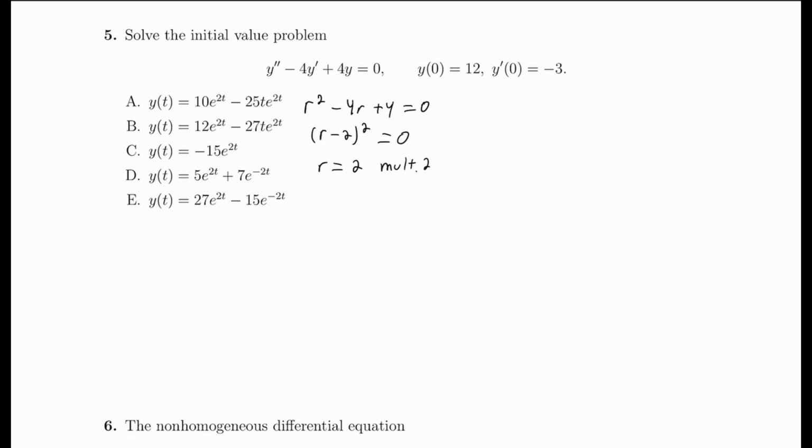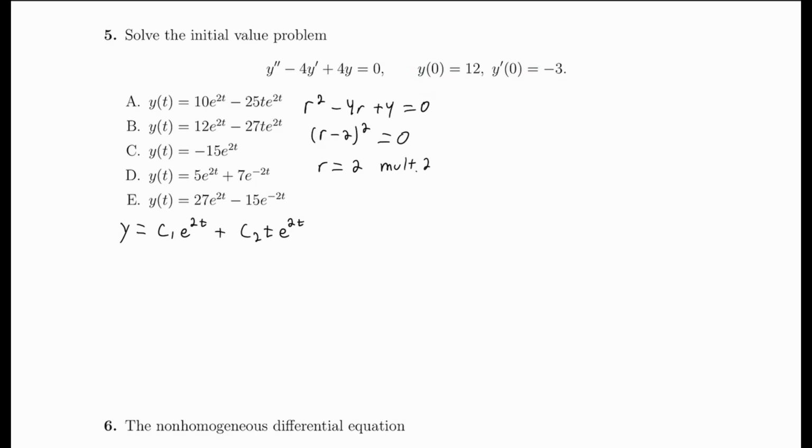We can go ahead and write out our general solution now. So we'll get y is equal to c1 e to the 2t, just like we normally would. And then because we have this repeated root, our next term we multiply by t, our independent variable. We'll get c2 times t e to the 2t. Again, that's because we have this repeated root here. This is our general solution, but we're given these initial conditions up here.